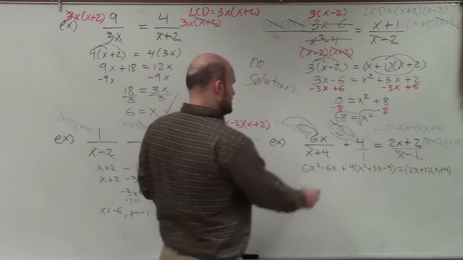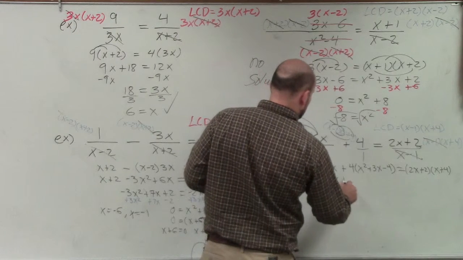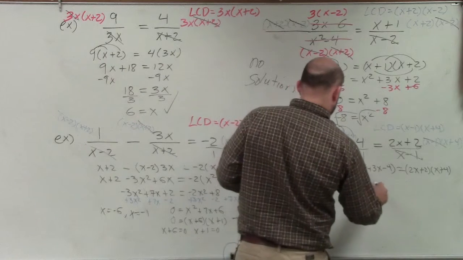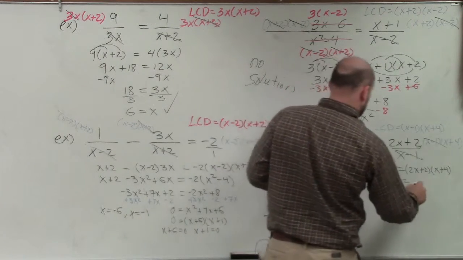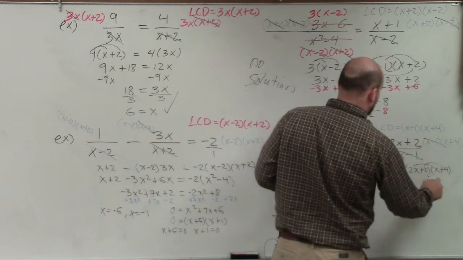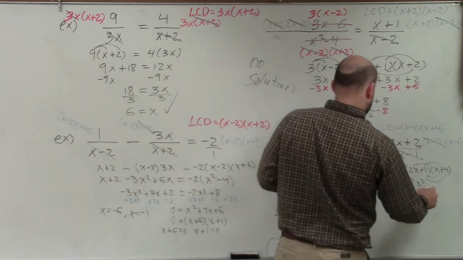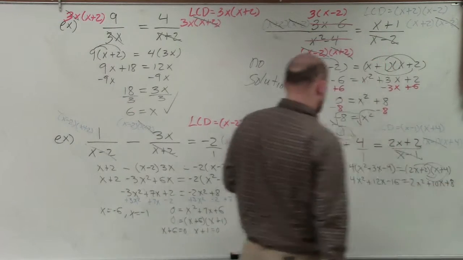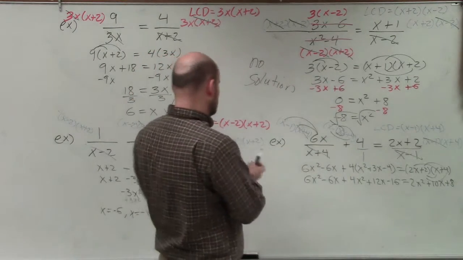OK, so let's just rewrite this again. We're going to have some work here. Distribute this through. I have 4x squared plus 12x minus 16 equals, multiply this through using FOIL. You're going to have 2x squared plus 8x plus 2x plus 10x plus 8. Whew. All right, so now let's go ahead and get all of our variables to the same side.